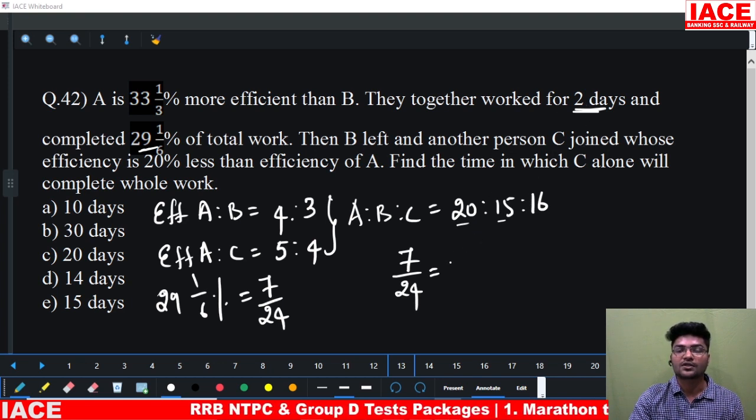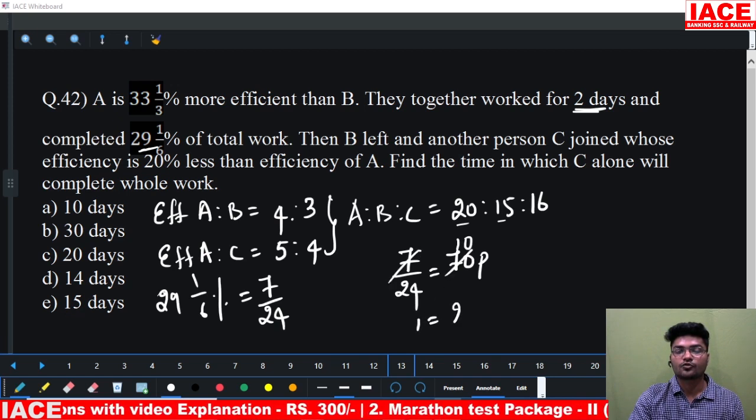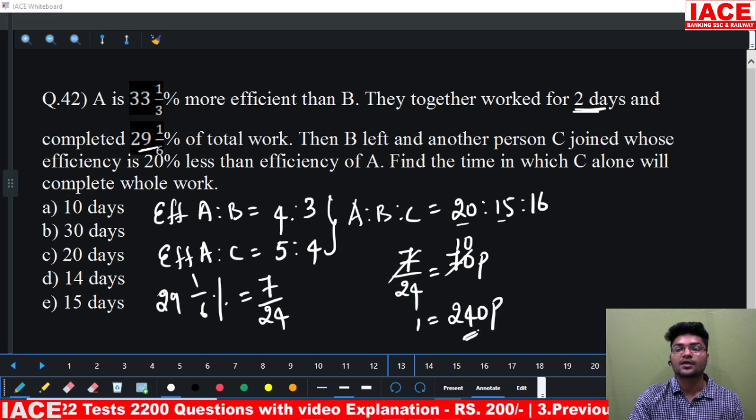In 2 days we'll do how much? 70 parts. So 7 ones are 7, and 7 tens are 70. So 1 day is how much? 240 parts. That means my total work is 240 parts. Now I want to find in how many days C alone will complete the work.